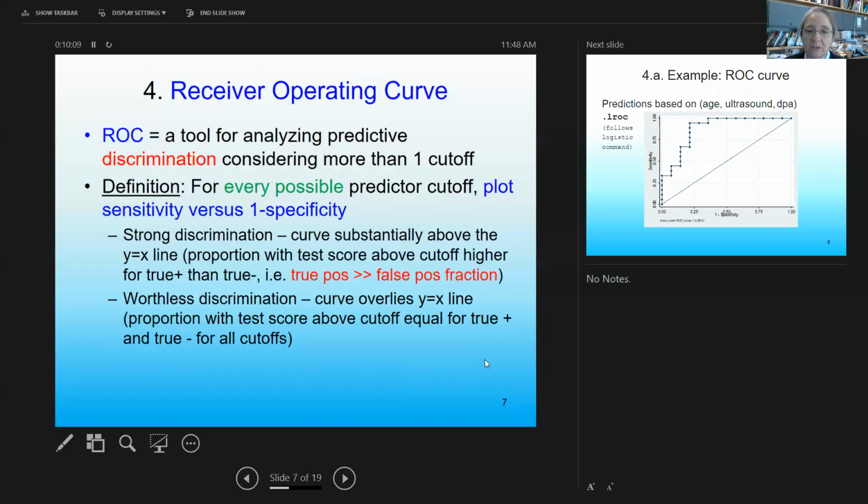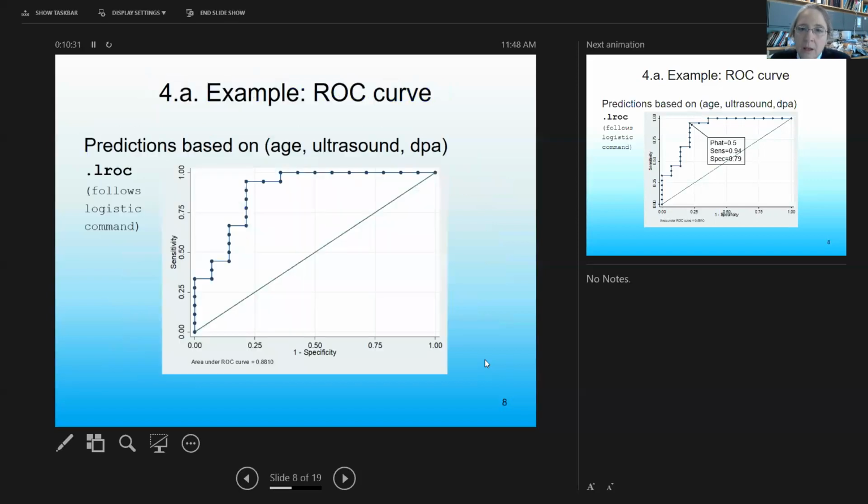Conversely, worthless discrimination is basically the diagonal looking plot overlying the y equals x line. This would be a decision rule for which the proportion of true positives is equal to the proportion of false positives at every single cutoff. It's just like flipping a coin. So let's make that concept a little more real.